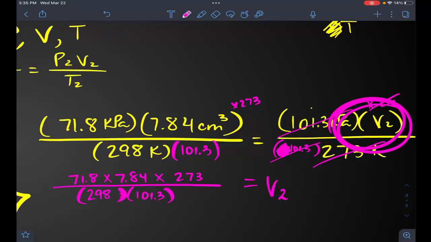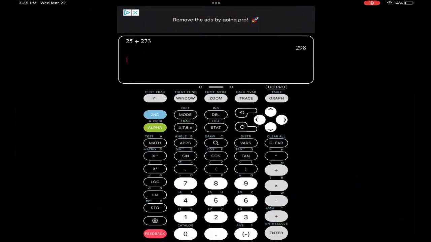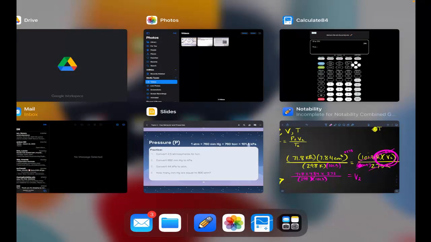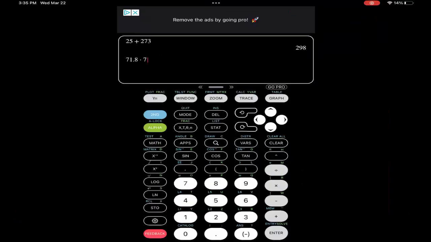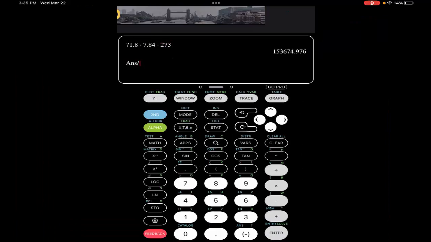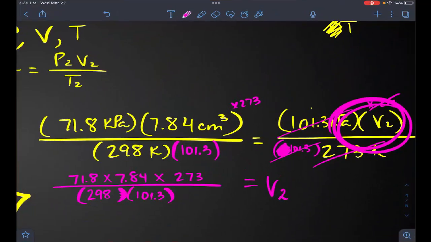Okay, so let's grab our calculators. Try it out on your own and pause and see how you do. 71.8 times 7.84 and times 273 divided by 298 and 101.3.